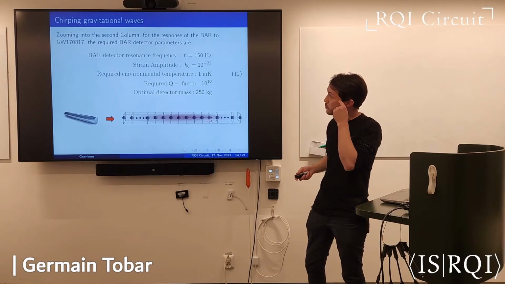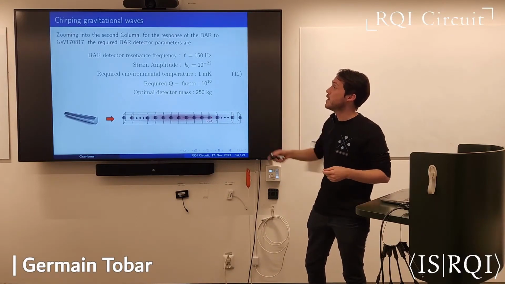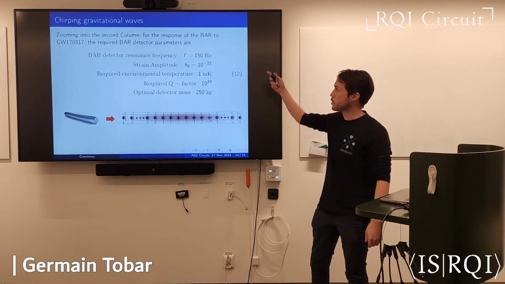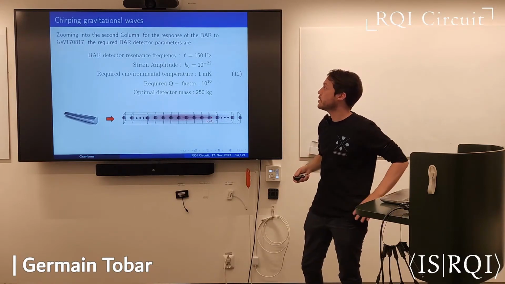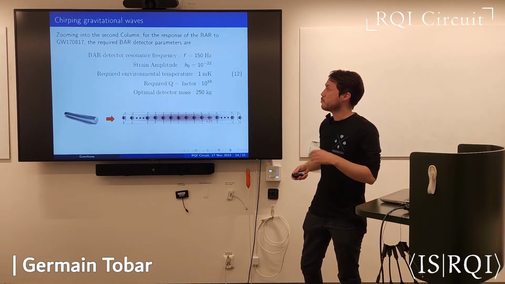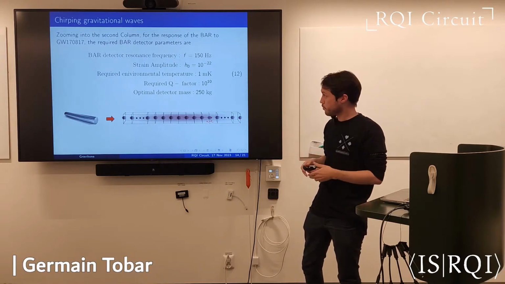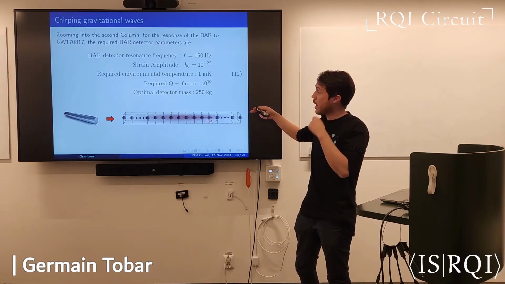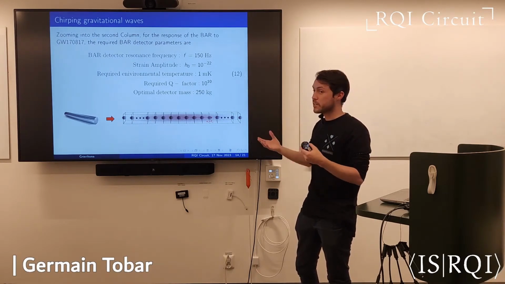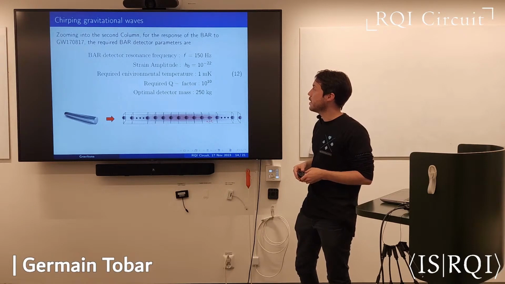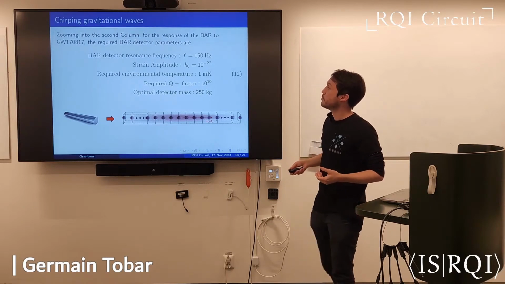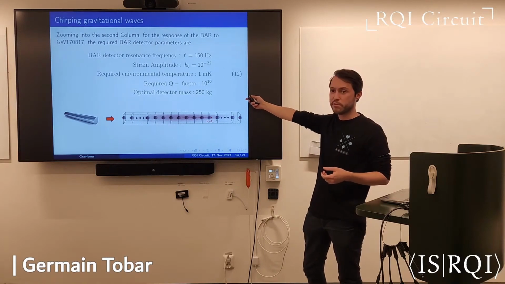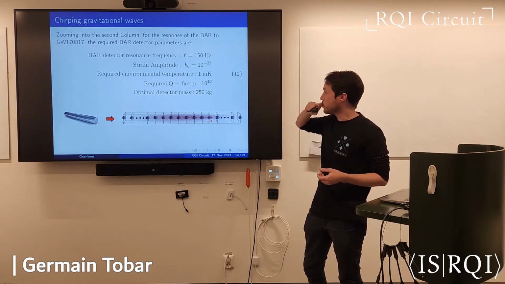And so zooming into the second column for this neutron star merger that was detected back in 2017, we looked at the parameters that would optimize the probability of absorption for a single graviton. And the required parameters for this absorption rate to be larger than thermal noise are actually not that unfeasible. So, you only need to detect a mass of 250 kilograms, a Q factor of 10 to the 10.